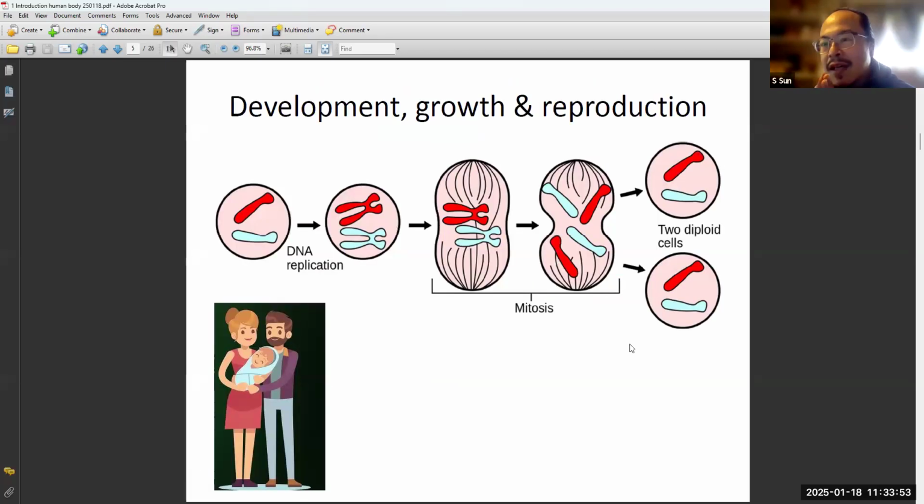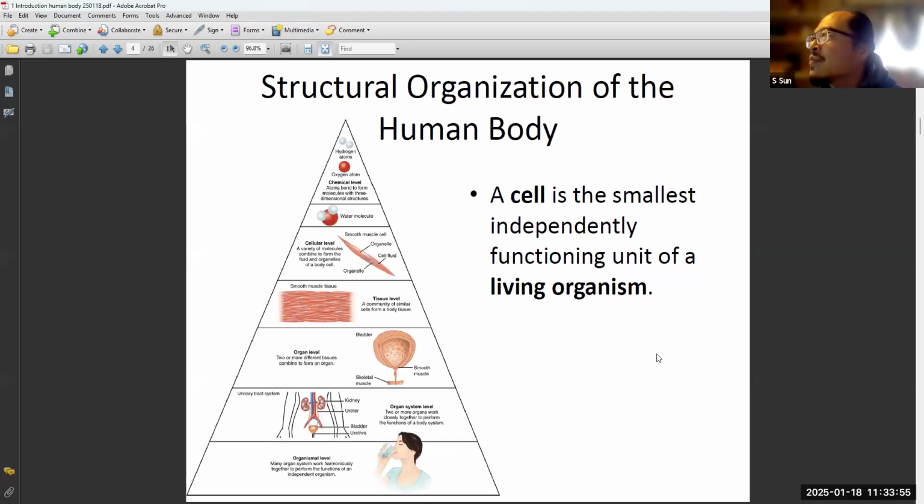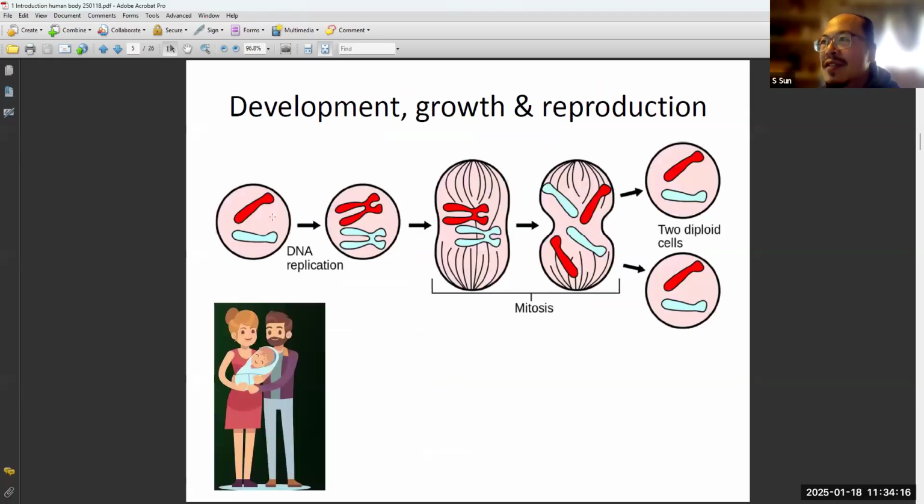The cell is the smallest independent functional unit. It can work independently, as a single cell organism. The feature of life is that it can duplicate, it can grow bigger, it can multiply, one becomes two, so it can repeat. Single cells do that. Here you have the nucleus, DNA replication, and then it divides. So that is cell division.